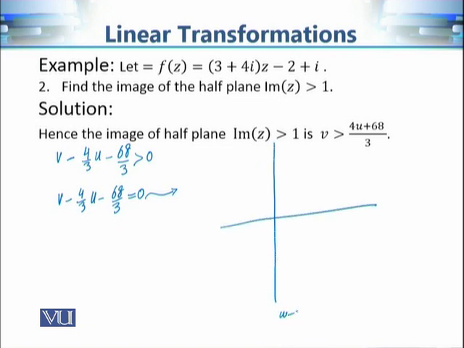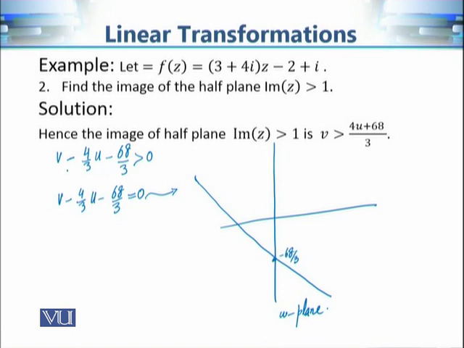Okay, so in the w plane, this is a line, and we can see that the intercept is minus 68 by 3 and the slope is minus 4 by 3, so it will be a line of the following form. Okay, so this is basically minus 68 by 3. Now this line represents the values when u and v satisfy this equation. But what do we want to get? We want to get the values of u and v that satisfy this inequality.